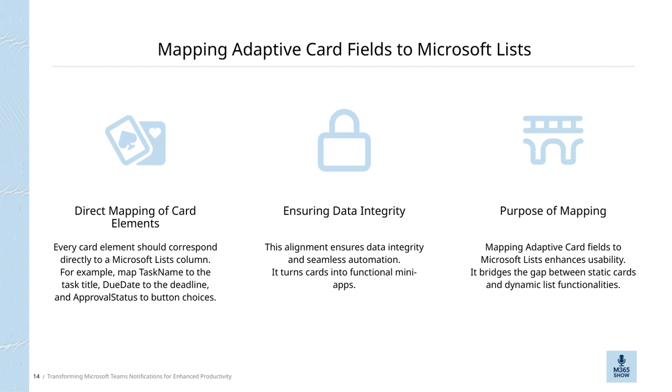To make this work effectively, each element on the card should map directly to a specific column in Microsoft Lists. For example, the task name on the card should correspond to the task title in your list, due date to the deadline, and approval status to the options available for approval buttons. This direct mapping ensures that data flows smoothly between your cards and lists, reducing errors and making automation much more straightforward. Overall, this approach is about creating a cohesive, efficient system where information is always accurate, accessible, and ready for action.